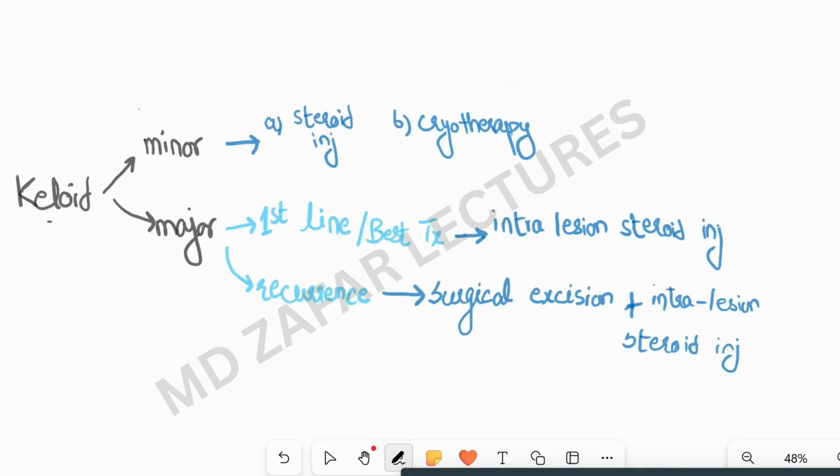Talking about keloid, if there is a minor keloid, then steroid injection, cryotherapy followed by silicone gel therapy can be the management. However, if they state that there is a major keloid, or ask what is the first line or the best treatment for any keloid, then the answer would be intralesional steroid injection. However, for recurrent keloid, surgical excision along with intralesional steroid injection will be the answer.